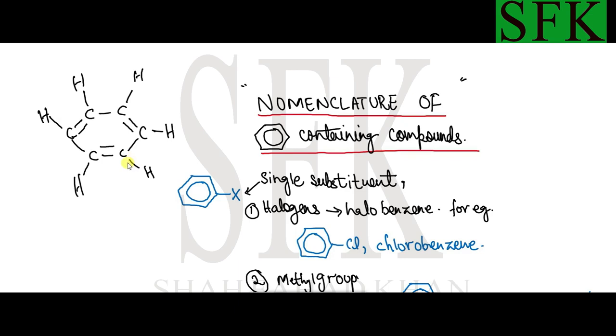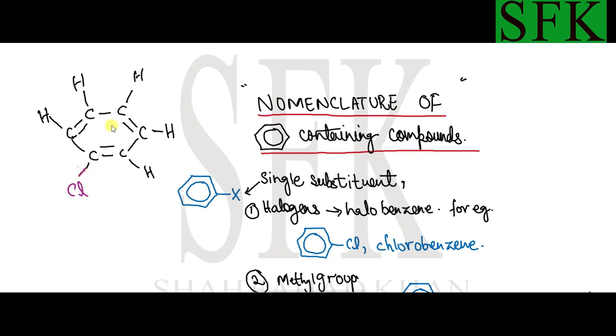Now in this case, if I remove one of the hydrogen atoms, for example from here, this hydrogen is removed and is substituted with some other functional group, for example, a halogen, let's say chlorine. So this compound now is a benzene derivative, and we can say that it contains benzene and is an aromatic compound. How are we gonna name these compounds?